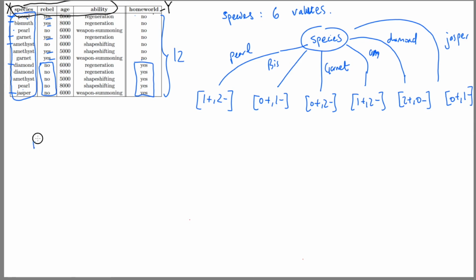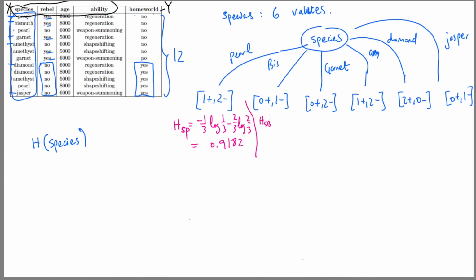Let's look at the entropy. Actually, it might be easier just to do it directly under here. So let's look at the entropy here. Let me call this HS. So H, the entropy of the species attribute for value P, Perl. Well, hopefully, this is pretty obvious. Negative 1 over 3 log 1 over 3 minus 2 over 3 log 2 over 3. This is going to give us a value of 0.9182.